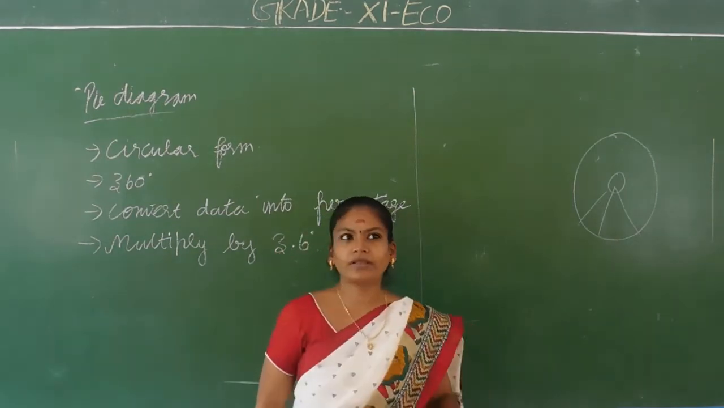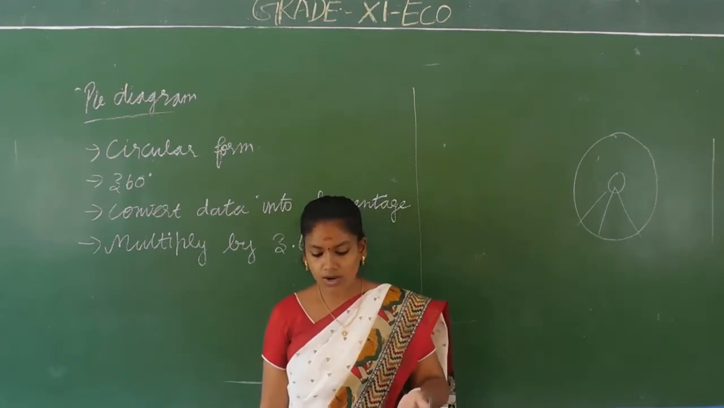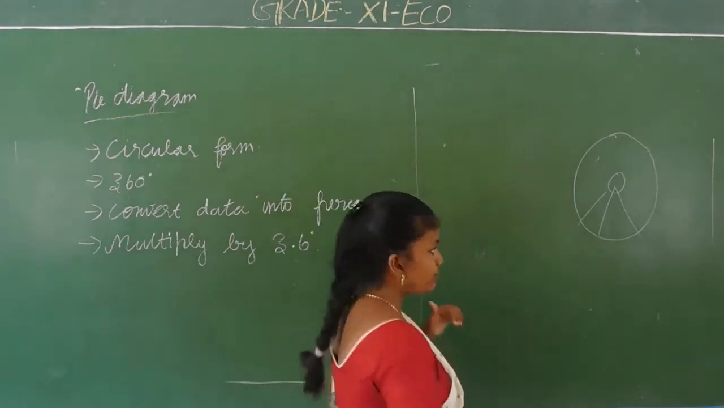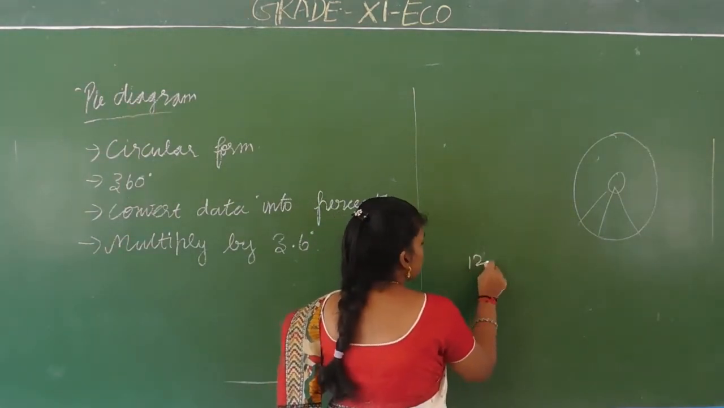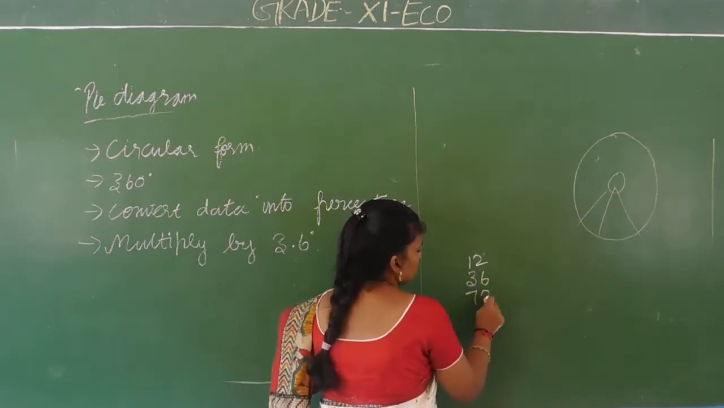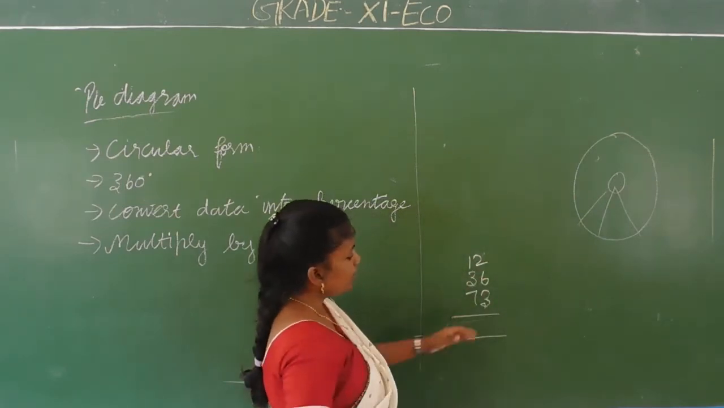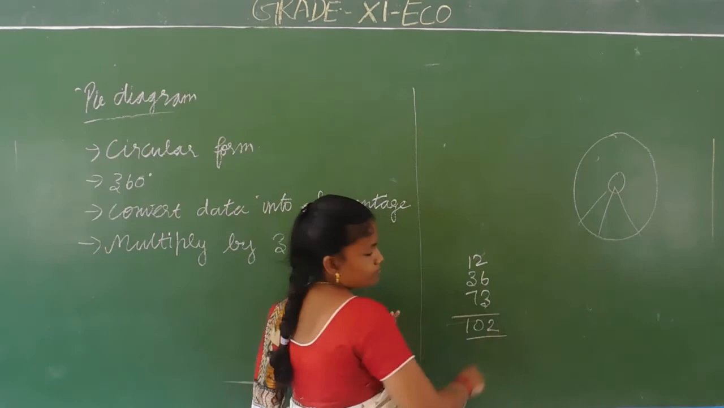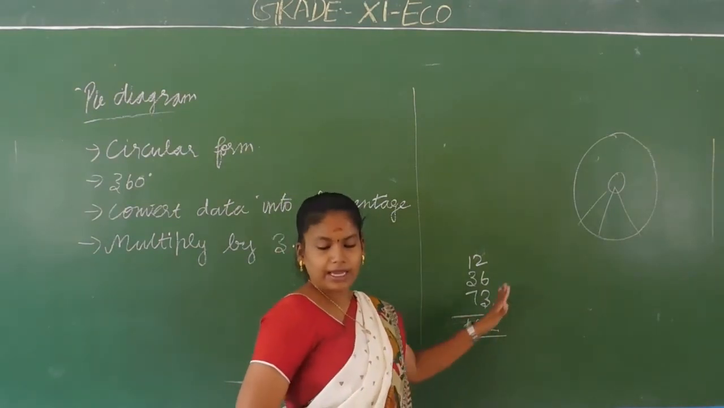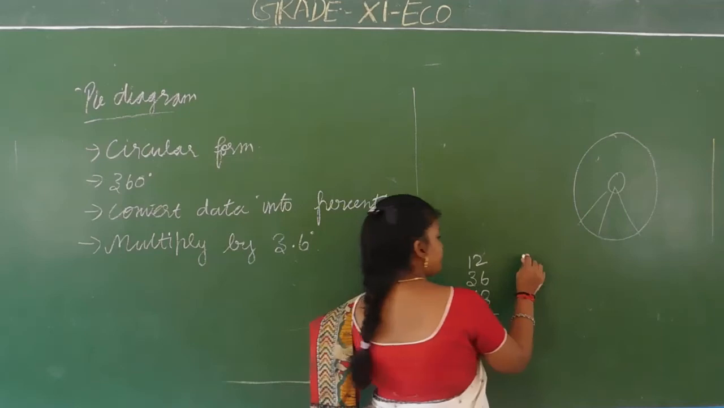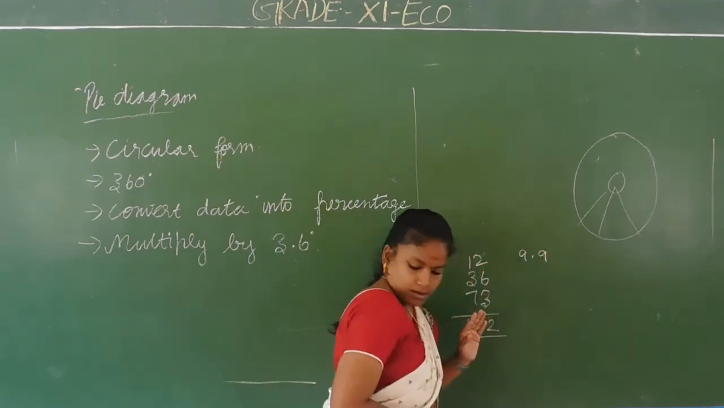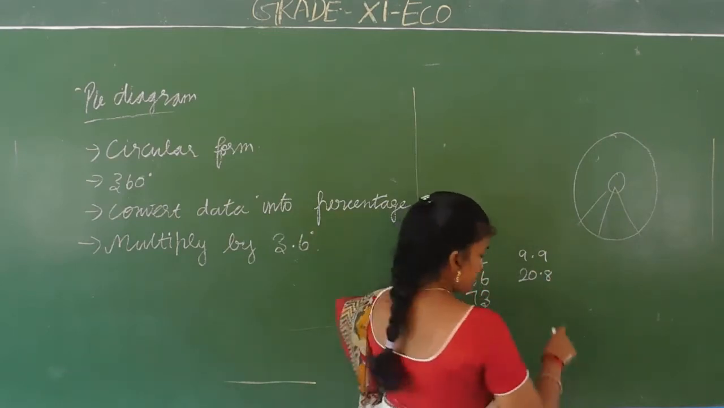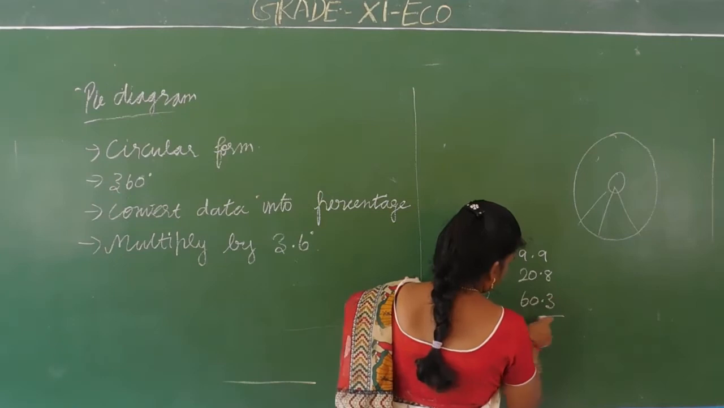So in the example that has been given for you, the marginal workers population is 12, then 36, 73. How have they done it? So let's take 12, 36 and 73. When you add it, you will get a total, and they convert it into percentage. 9.9, right? 20.8 and 60.3. And you total it, how much?